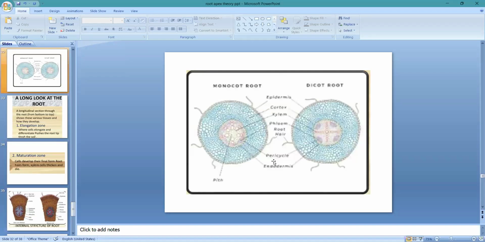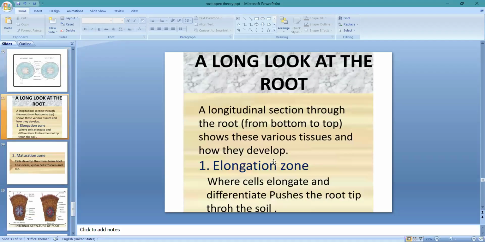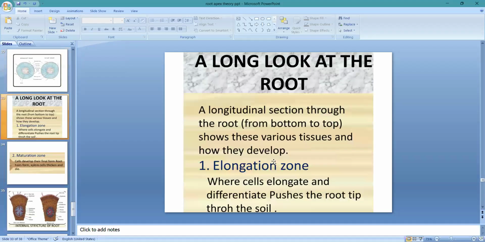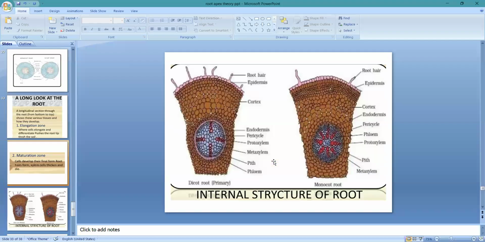And what is the monocot root? Differentiation. So central part, that stellar part, you observe that some differences are there. This is the monocot root, this is the dicot root. Okay, what are the changes there? You observe that. See here. So elongation zone and maturation zone. See here, internal structure of root.